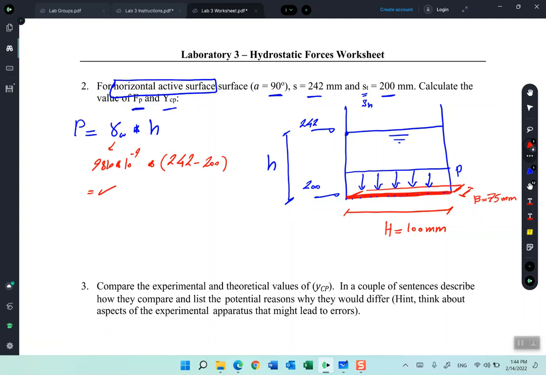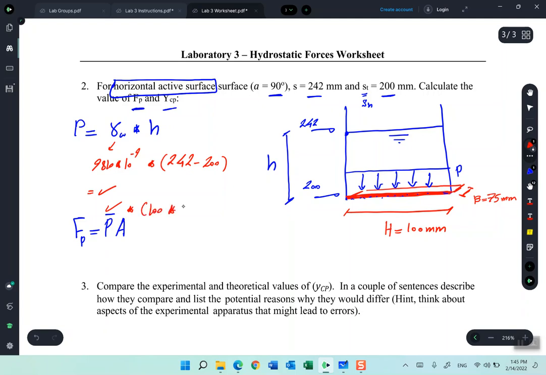Okay, what about the force? Actually, we are interested in the force, not the pressure. The pressure force equals the pressure at the centroid multiplied by the area. So what will be this pressure at the centroid, guys? Is it the same? Yes, it's the same. Why? Because the centroid of this section lies somewhere here, so h bar is still 242 minus 200. So we already got the pressure, and we multiply it by the area, which is 100 by 75. And you can easily get the pressure force.